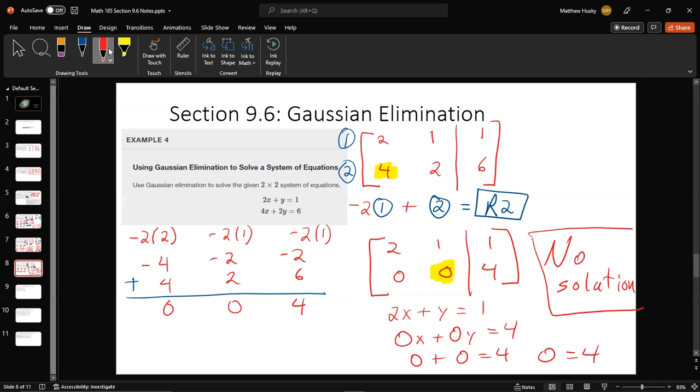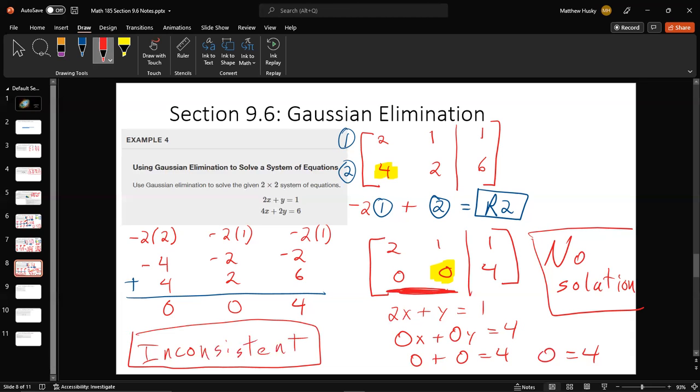Or you could also use the term inconsistent. It would help if I could spell. The term for a system that does not have a solution is inconsistent. Fun fact, if you were to graph these as equations of lines, it's going to turn out that they are parallel lines and they are never going to intersect because there is never going to be a point where they meet. So if you ever end up with something like this, where you've got a pair of zeros down there, that's going to be an inconsistent system. It is not going to have a solution.